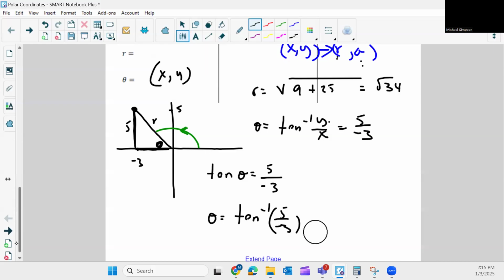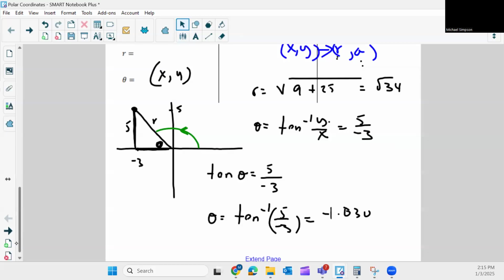Let me erase this for a second. If we do this on a calculator, that's going to give me negative, oh, my glasses. I can't see the calculator. Give me a second, guys. Here we go. Man, my eyesight again. Okay, so that's going to give me negative 1.030.